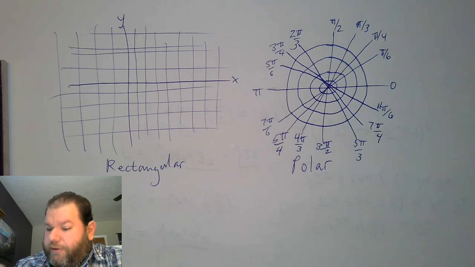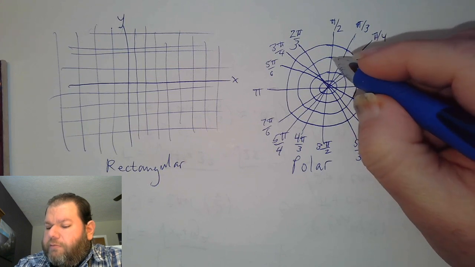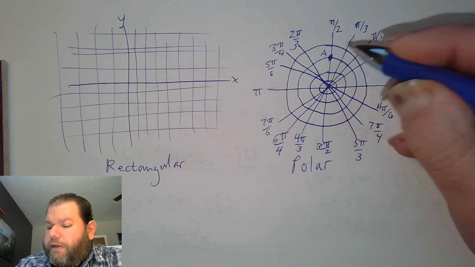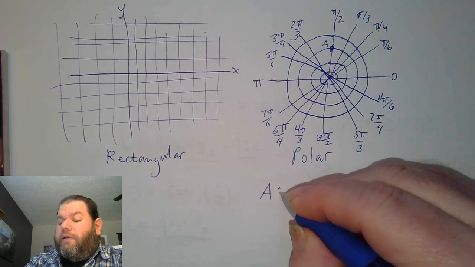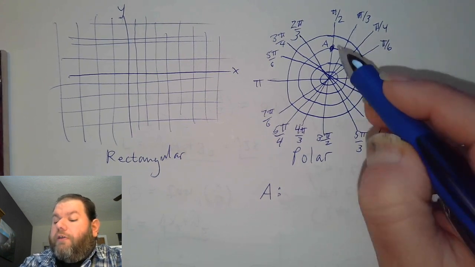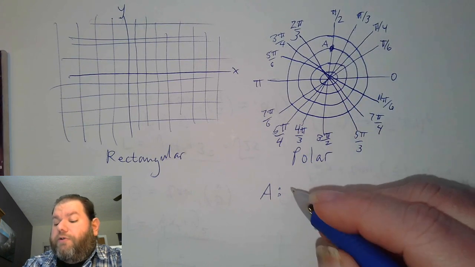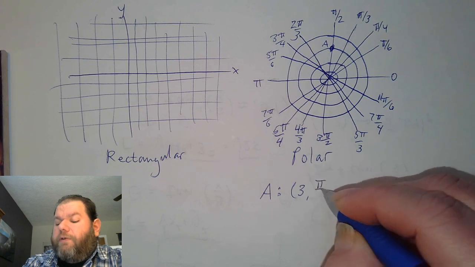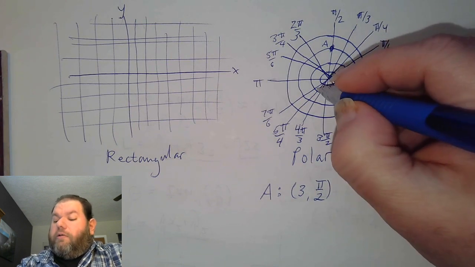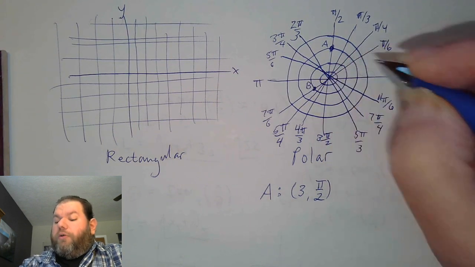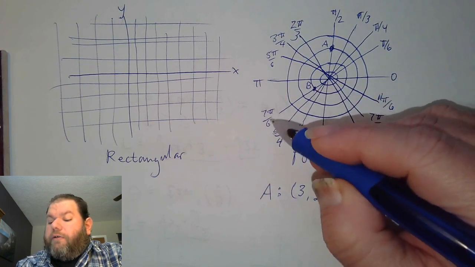Now, if we look at a certain coordinate, let's say we're looking at this coordinate right here, call it point A. So point A is on the angle pi over 2 at a distance of 1, 2, 3 from the origin. So it'd be 3 comma pi over 2. Point B right here is distance of 2 from the origin on the angle 7 pi over 6.